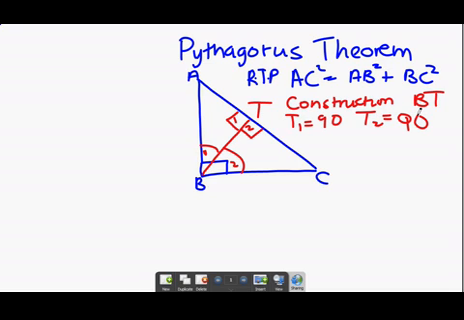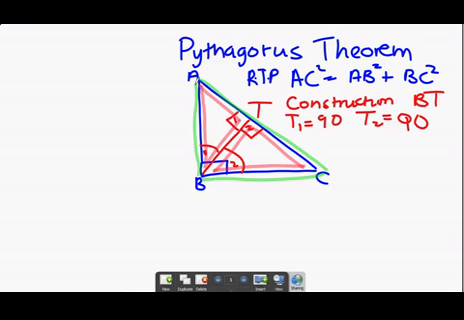So if we've done that construction, we now have in effect three triangles. The two triangles which I created by drawing BT, let me just highlight those ones. We've got these two triangles. This is number 1 and this is number 2. And we also have the big triangle, which is this one.